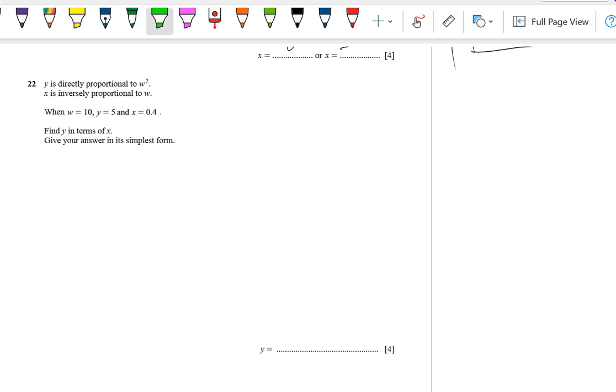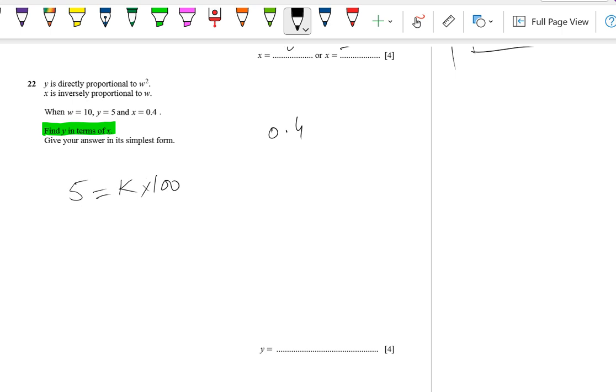So we need to give the answer of y in terms of x. So no place for w. So whatever has to be done, we'll make w the subject and substitute its value. Let's see our first equation. Y is directly proportional to w square. 5 is equal to k times 100. And in the second equation, x is inversely.